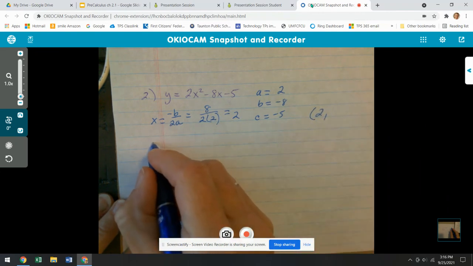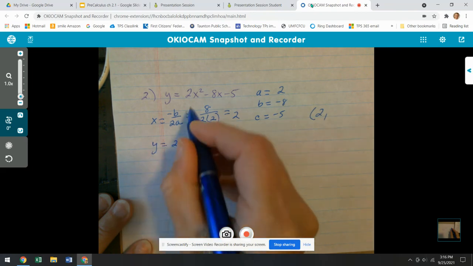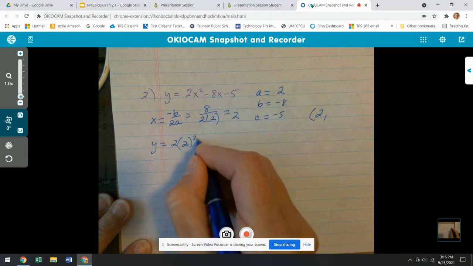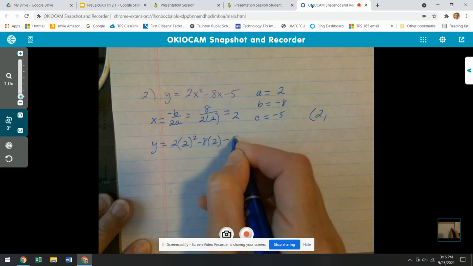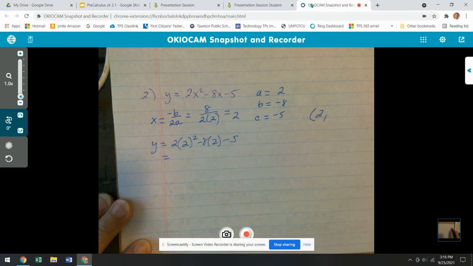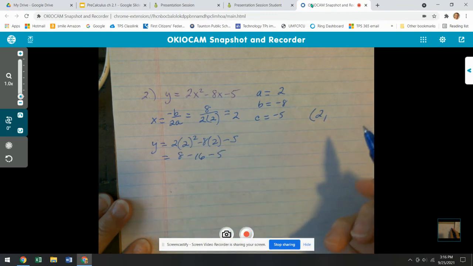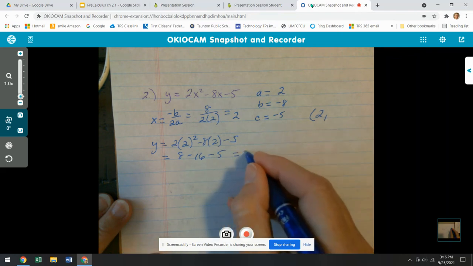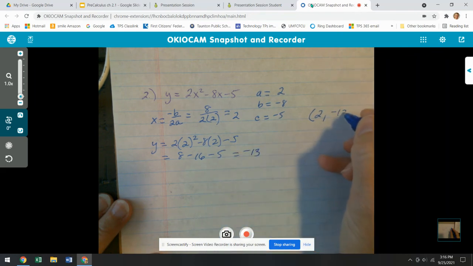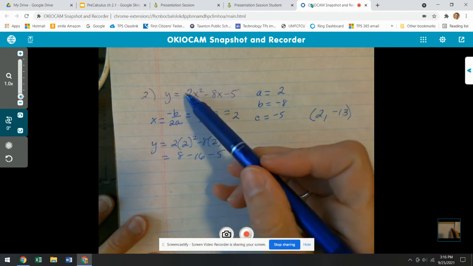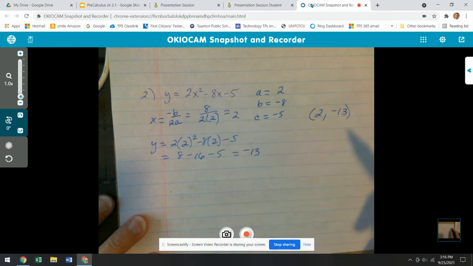And then to get the y value, for the x values there, I'm going to put in a 2. And again, you can grab a calculator if you're happier doing that. That's fine. So that's 8 minus 16 minus 5. -8 minus 5 gives us a -13. So this parabola has a vertex at (2, -13). The parabola opens up. Our a value is positive.